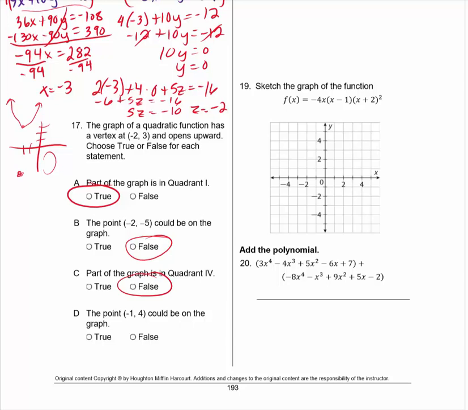And the point negative 1, 4. So negative 1, 4 is right here. We don't know for sure, but it could be on the graph, so true. It all depends on if there's a stretch or a shrink or not.